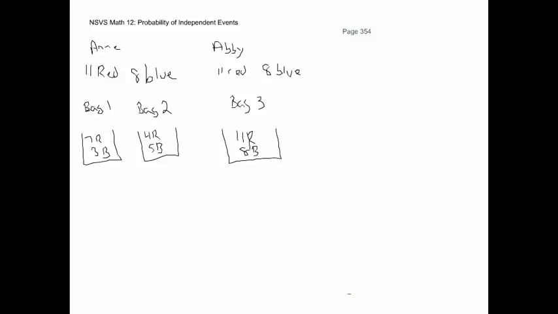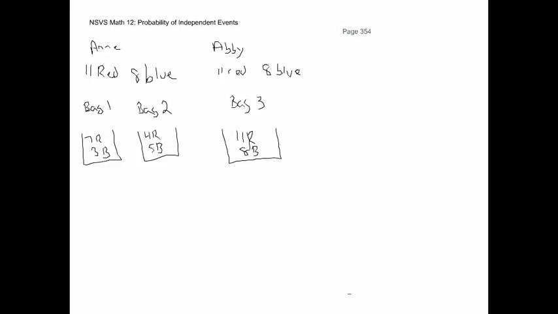In this recording, we're going to look at the Investigate the Math probability question on page 354 of the textbook. It's about independent and dependent probabilities. So we're given two situations. Anne and Abby both have 19 marbles, 11 red and 8 blue.